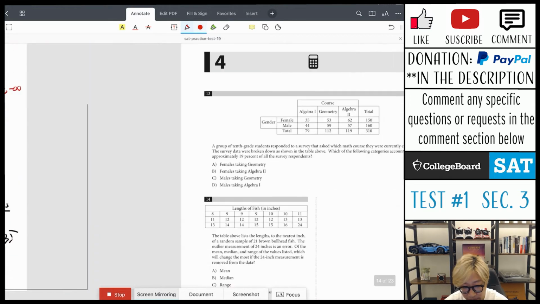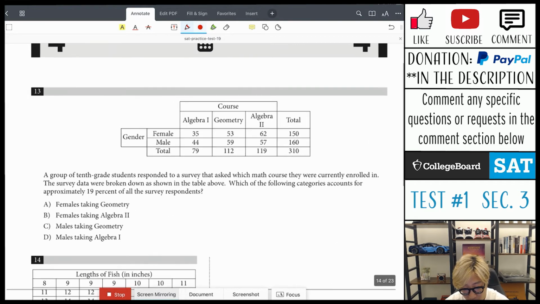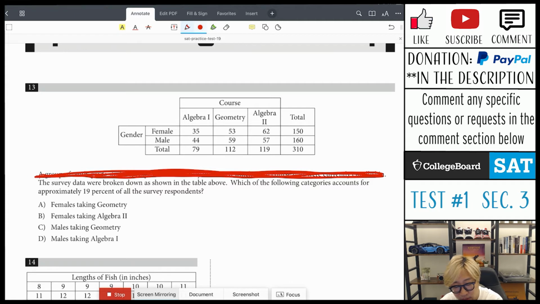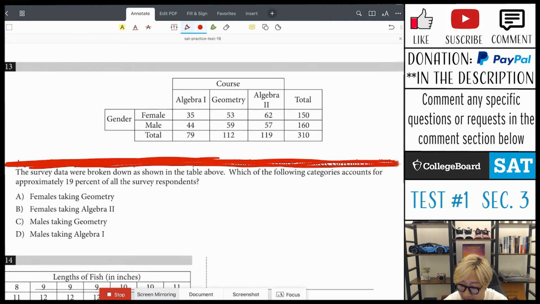Moving on. Number 13. Whoa, some long wording. I forget the first sentence. Why? Because I just got a new iPhone and I'm not reading that manual. I've already been using it. So the table's up there, and I know how to read it. The survey data were broken. Don't read this.